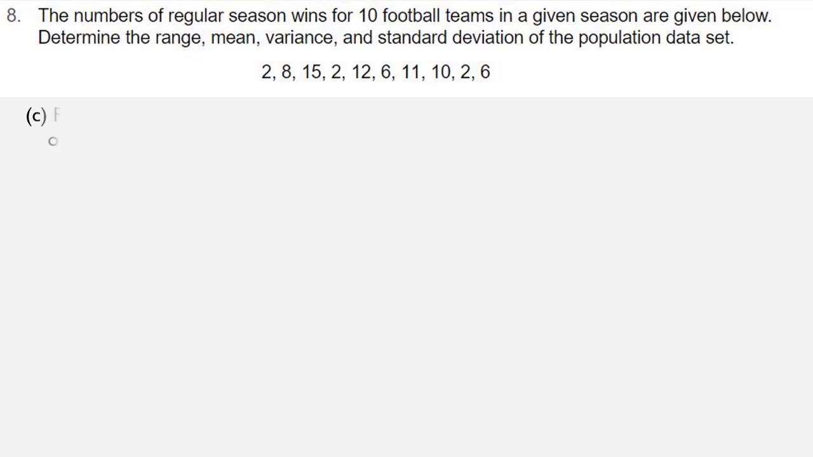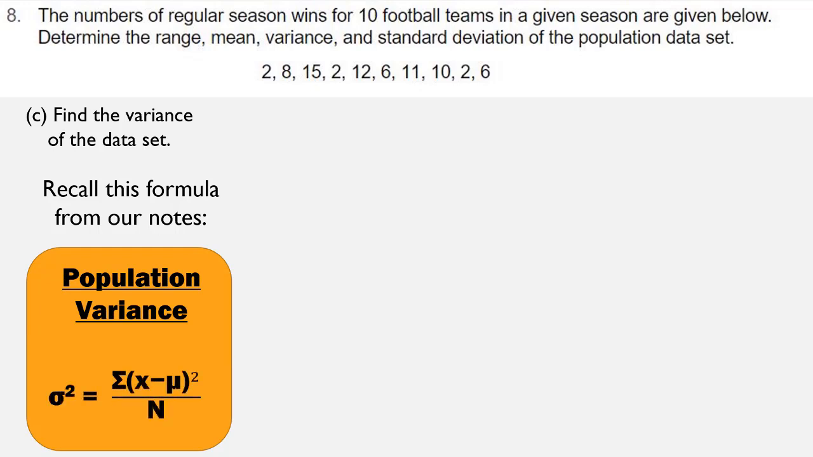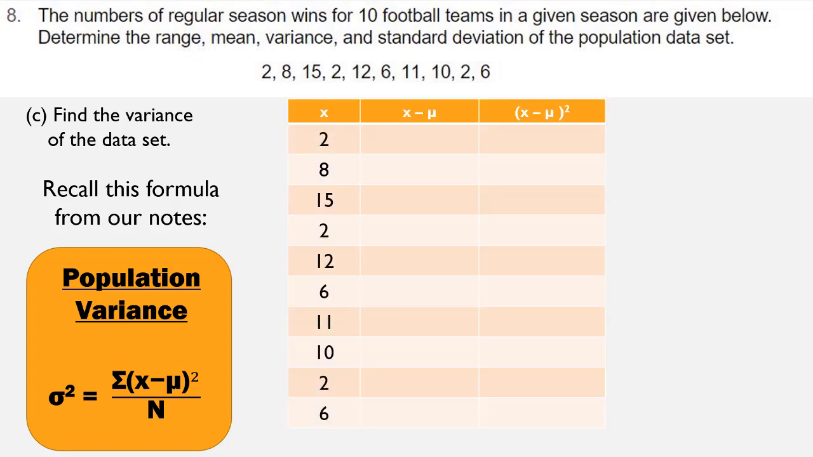In part C, we're trying to find the variance of the data set. Now this formula from our notes about the variance, since it's a population, the population variance is sigma squared equals the sum of the x minus mu's squared divided by capital N. So we're going to make a little table here where I've listed all of my data values in a column for the x's. Then I have to subtract away the mean that I found in part B from each of those data entries. And then once I have those subtractions, I square the results.